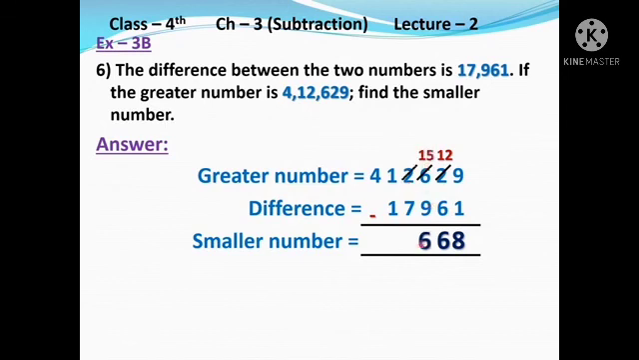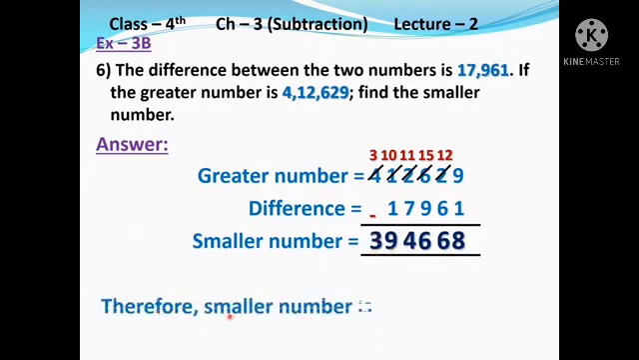15 minus 9, 6. Now see, 1 minus 7, it is not possible. So we will take borrow from this 1. So this 1 will become 0 and this 1 will become 11. 11 minus 7, 4. Now see, 0 minus 1, again it is not possible. So we will take borrow from this 4. So this 4 will become 3 and this 0 will become 10. 10 minus 1, 9. Right? 3 as it is. Therefore, smaller number is 3,94,668. Clear?